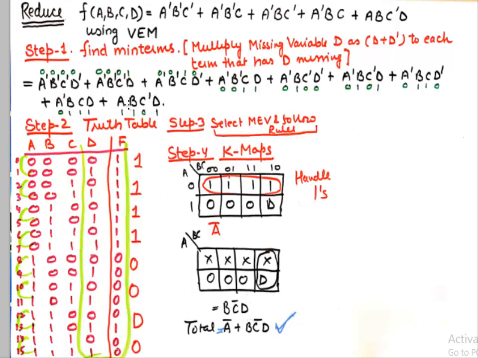This function was based on 4 variables, however it had a very small reduced form. So that's how variable entrant map is a very efficient technique of reduction as opposed to K-map, though it is clever and we need to follow some rules.